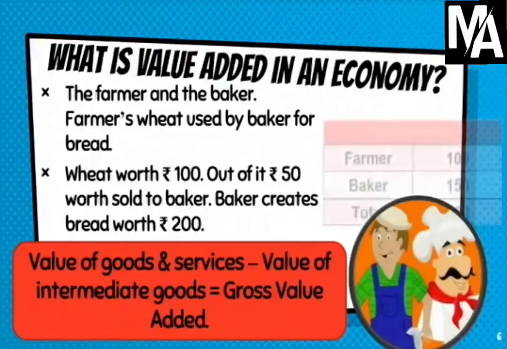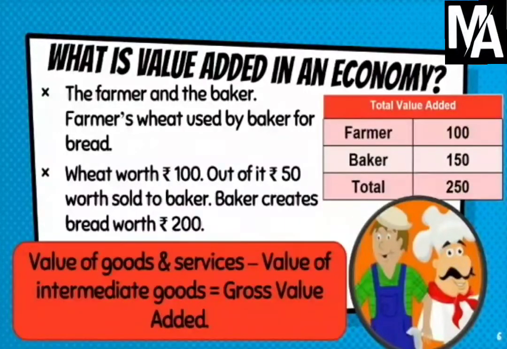To give more clarity, here is the table. The farmer has added 100 rupees worth of value to the economy, and so the total value added by the farmer will be rupees 100.